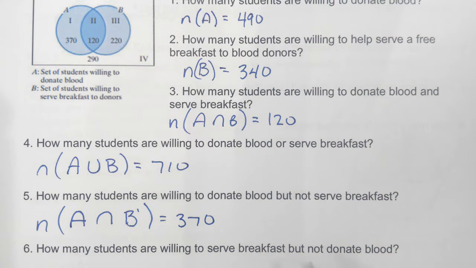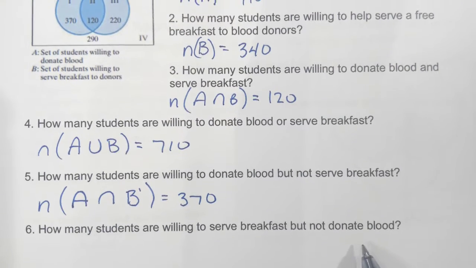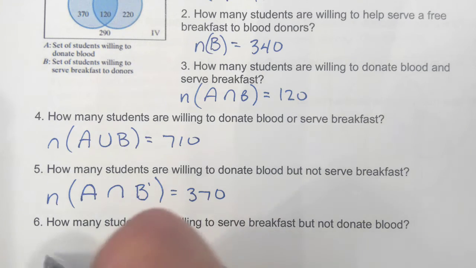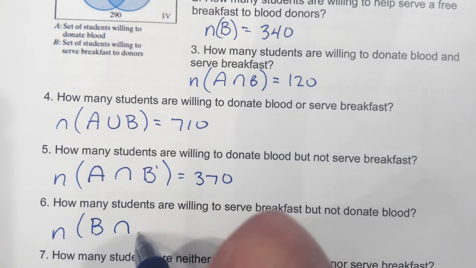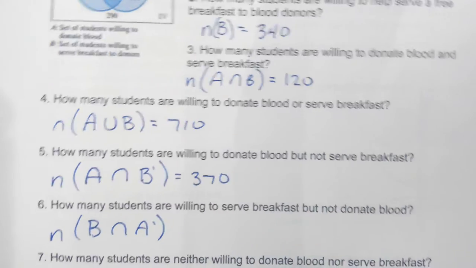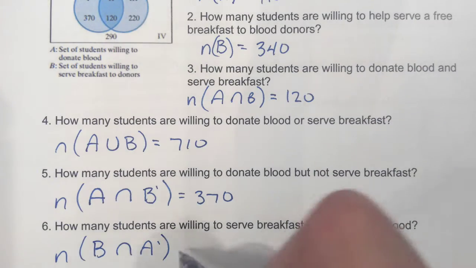How many students are willing to serve breakfast but not donate blood? So that's going to be the opposite. The number of students in B, but not A. Okay, so that's just the other part, 220.